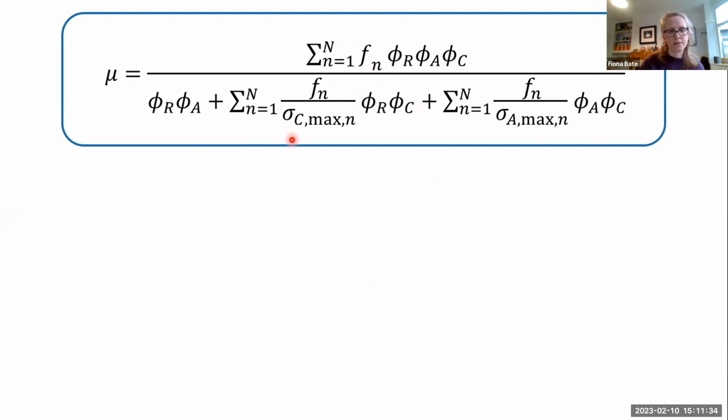These terms here, sigma C max and sigma A max, are the maximum amino acid synthesis rate and the maximum protein synthesis rate, or the translation rate, sorry. So these are constants. Fn depend only on the substrate concentrations, and the others are the mass fractions of the three different sectors.